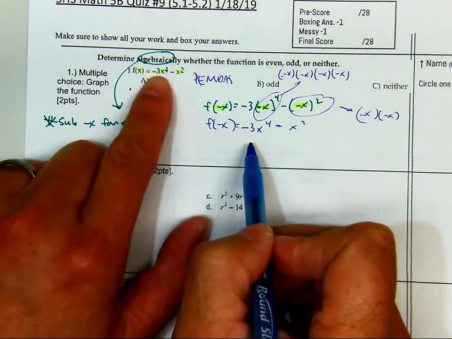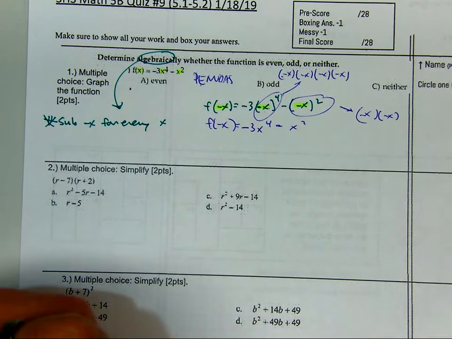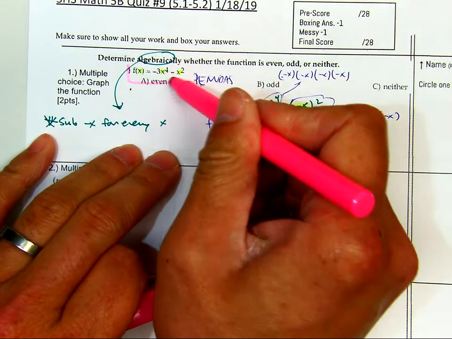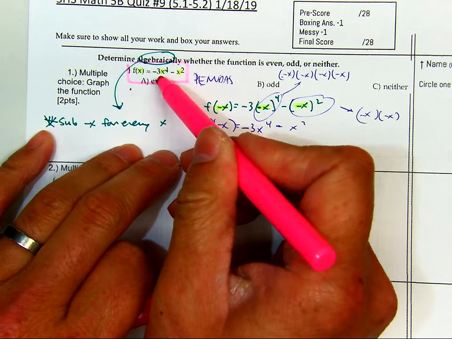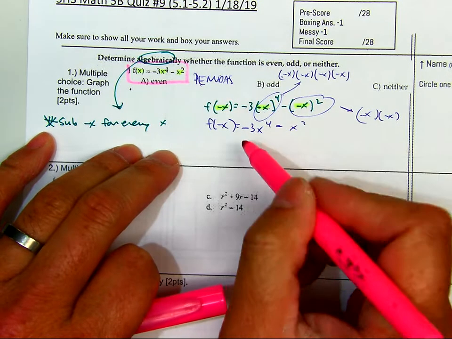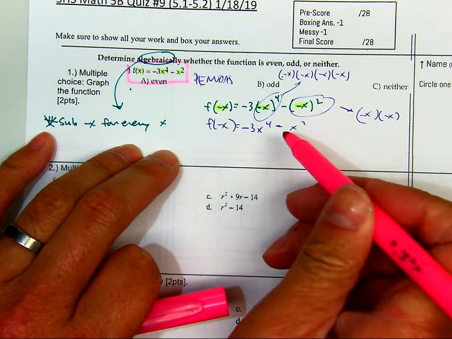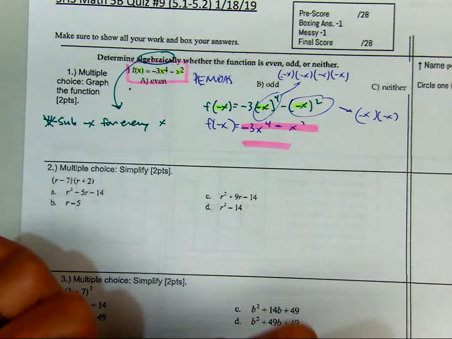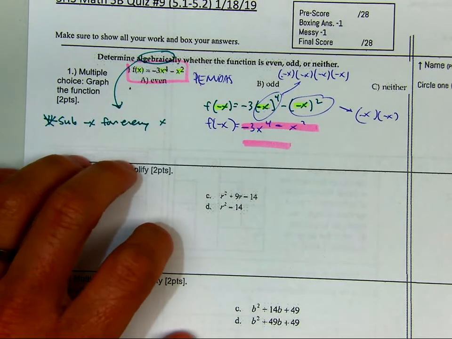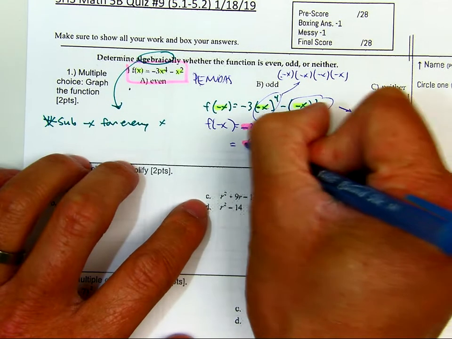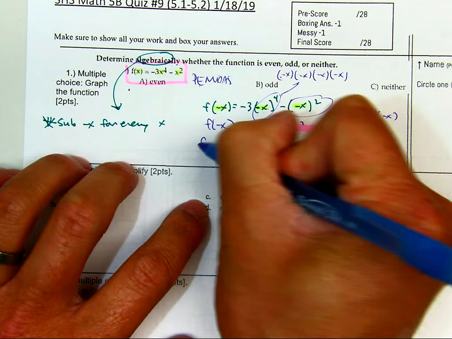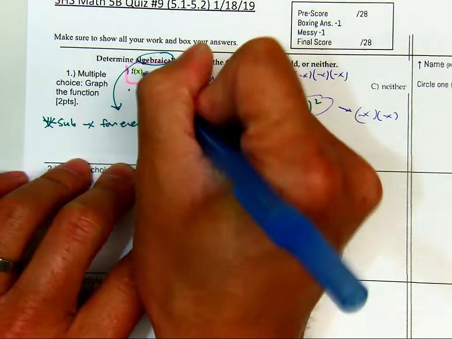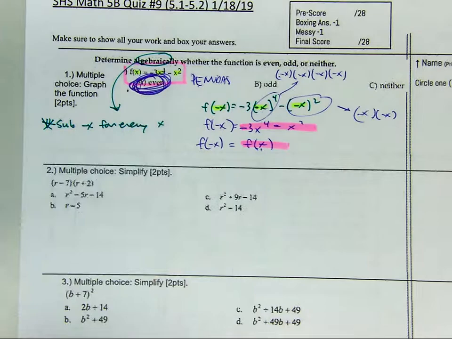Now if you recognize what you have here, this says every time you see f of x, you can write negative 3x to the fourth minus x squared. And we have negative 3x to the fourth minus x squared. So instead of writing that, we can write f of x. You're doing a substitution here. What does that mean? When we put in negative x, we get the original function, and that is even. So even is your answer.